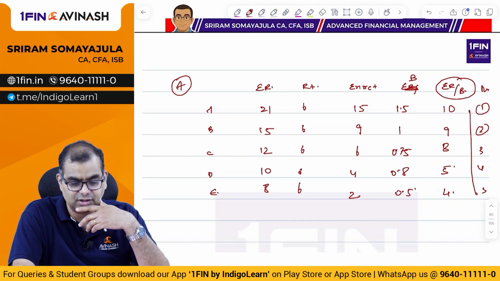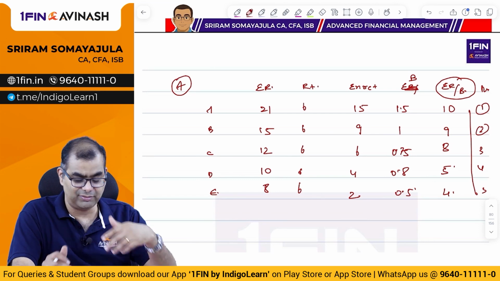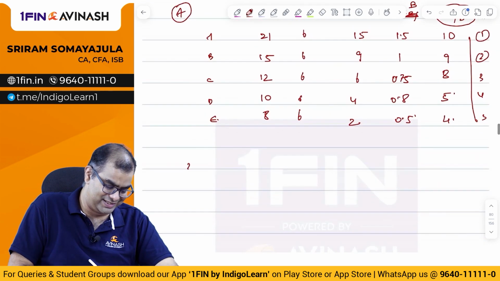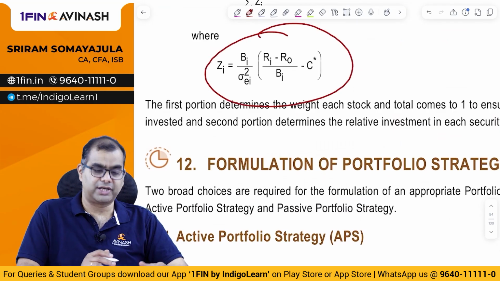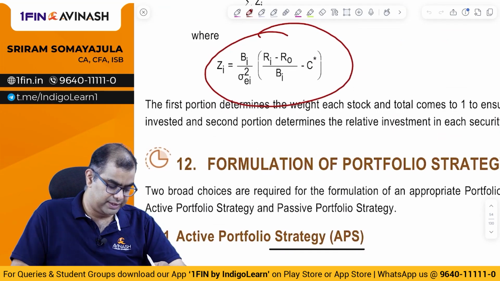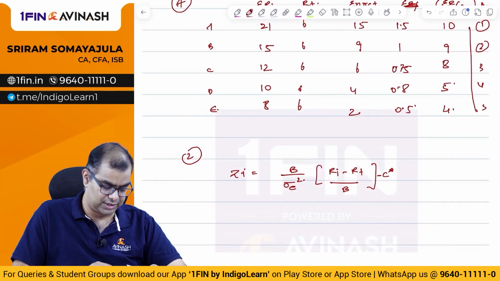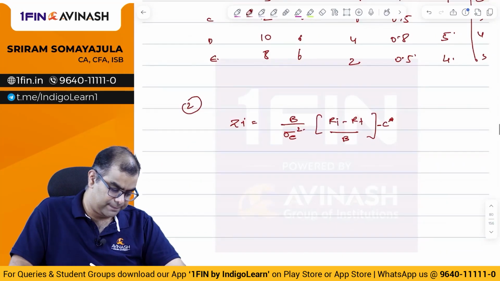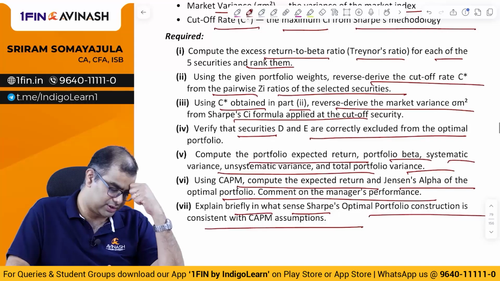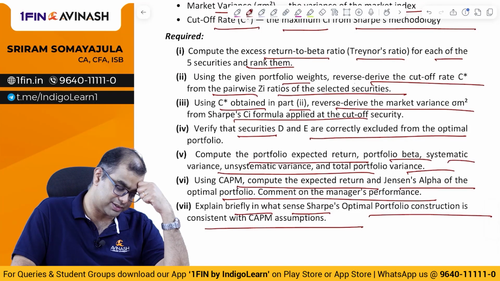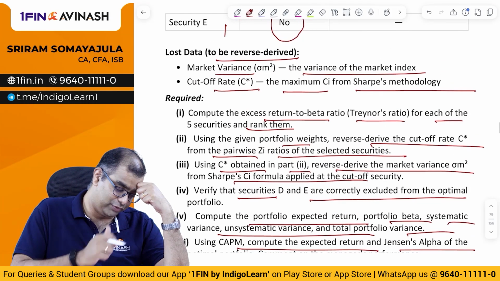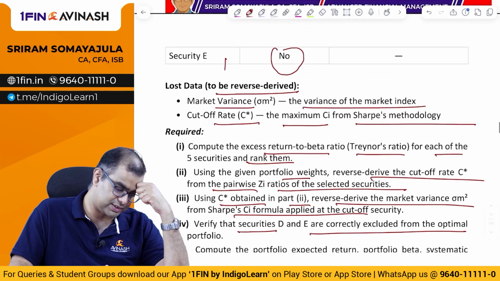Then, using the given portfolio weights, reverse derive the cutoff rate from pairwise ratios of selected securities. What is this here? Reverse derive. What is the formula first for reverse derivation? This is the formula. If you look at the study material also, same formula: beta by variance into RA minus RF by beta minus C star. So, what are they saying? What is the specific question? Using portfolio weights, reverse derive the cutoff rate from pairwise ratios of selected securities.